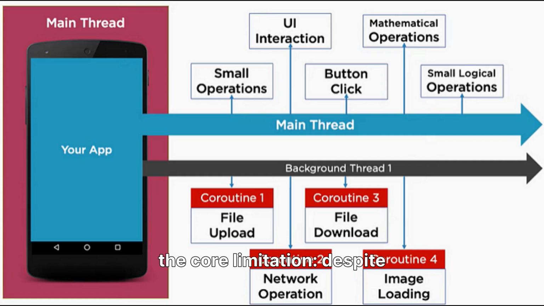This brings us to the core limitation. Despite their ability to pause, coroutines still execute on the main thread. They don't magically move work to a separate background thread. They simply allow you to spread a single task across multiple frames on the main thread.